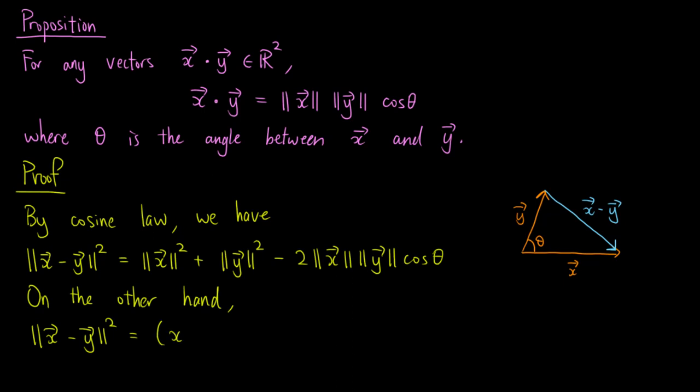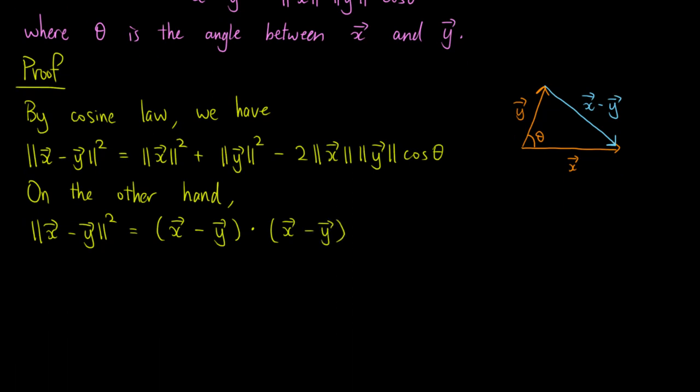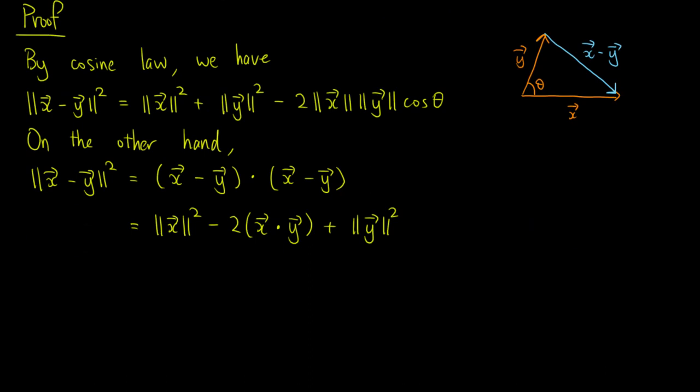On the other hand, the length of x minus y squared equals x minus y dot itself, which again, by the properties of the dot product, can be written as the length of x squared minus 2 times x dot y plus the length of y squared. Comparing the two expressions, we get that x dot y equals the length of x times the length of y times the cosine of theta, and this proves the result.